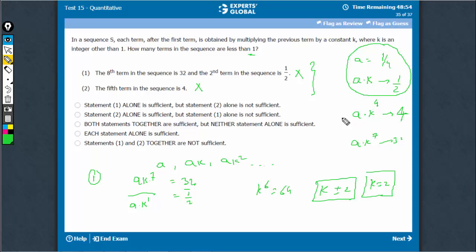What's important is that on combining, we have a unique value of k, and therefore we'll be able to figure out all the values in the set. And if all the values are known, at least the first 8 values, we will be able to figure out how many of them are less than 1. So combining works. C is the right answer.